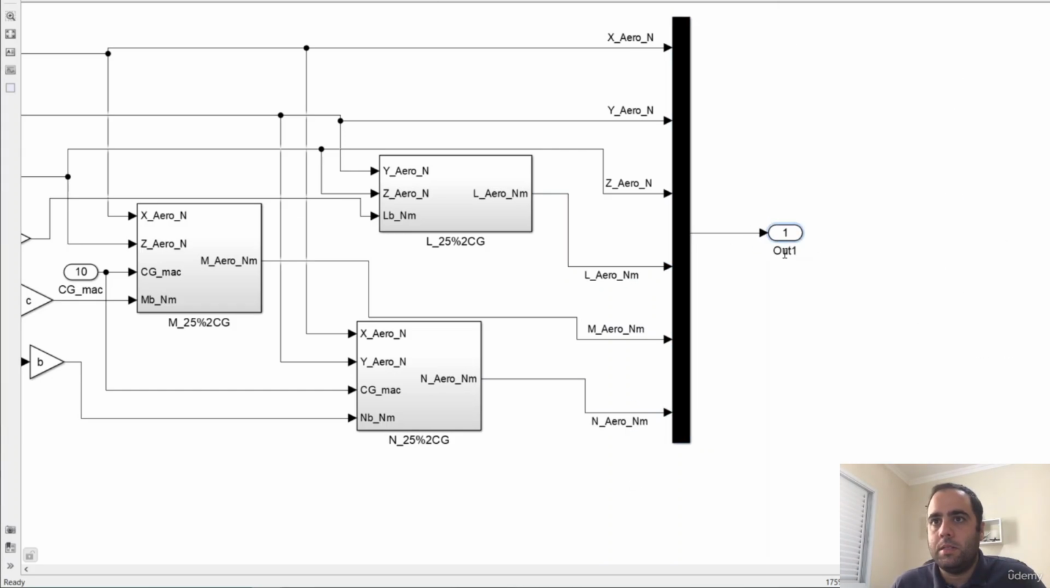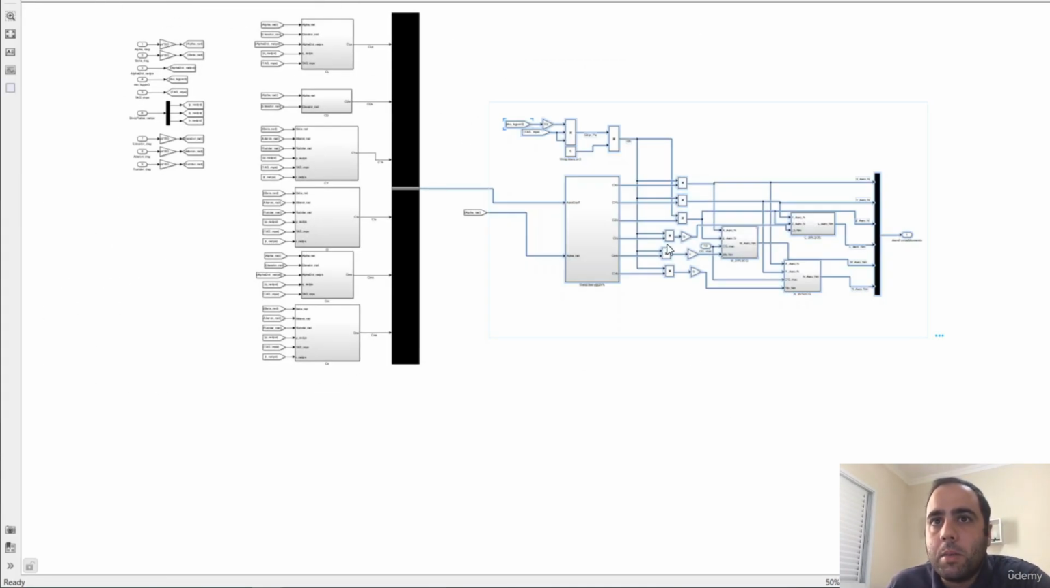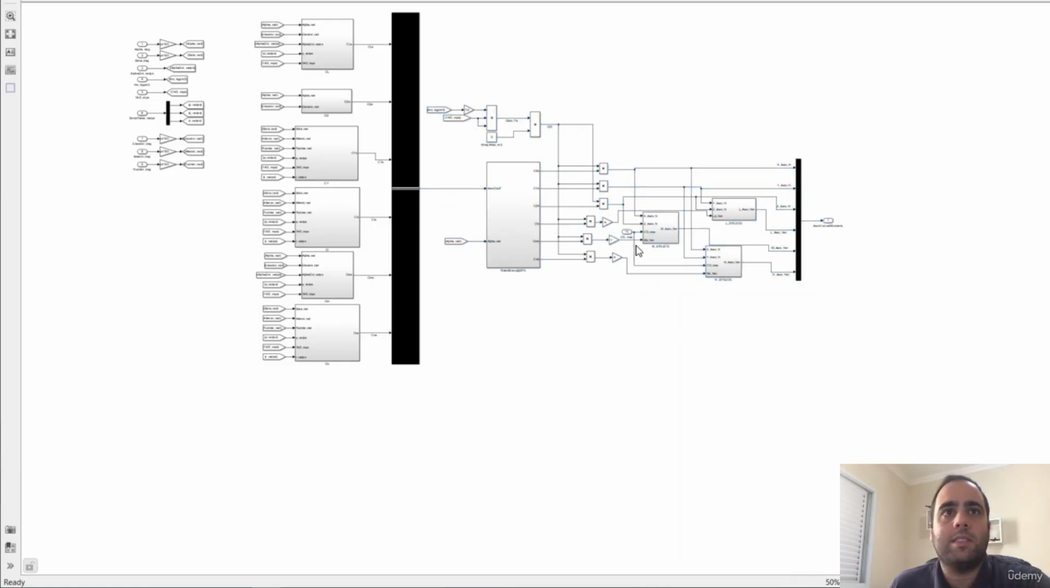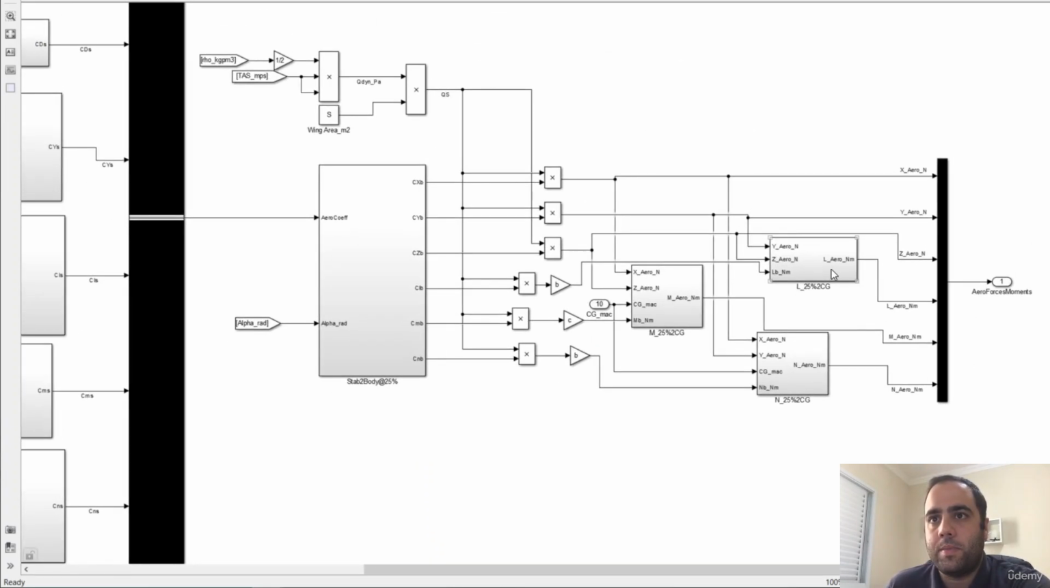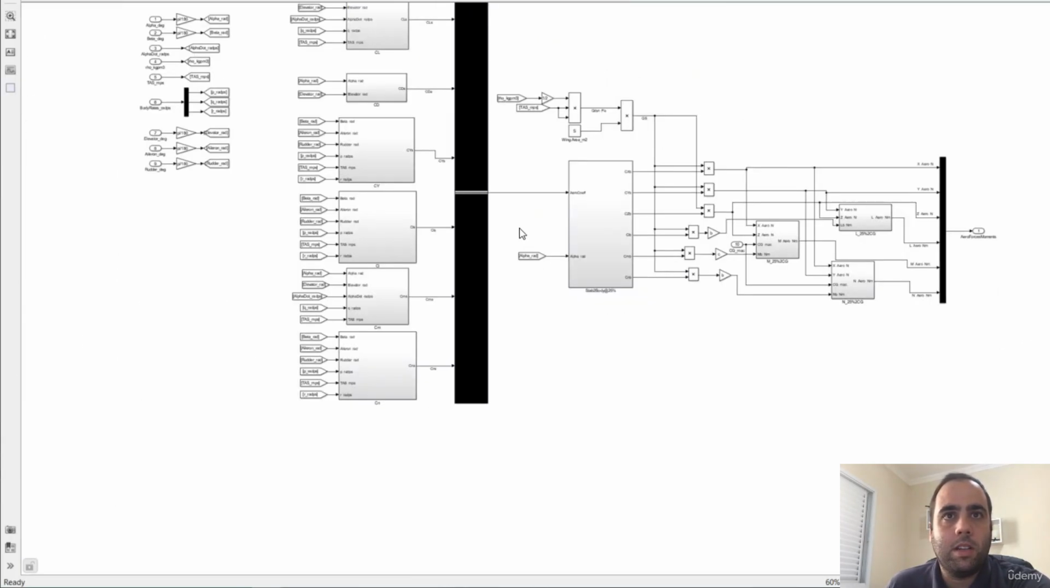Let's put an output here, which we'll call aero forces moments. This is our final aerodynamic block here. The very complicated one with a lot of conversions. And I recommend you check every step here and see if your results are comparable to mine. And hopefully when we connect everything in our final model, everything works out. So thank you for watching. See you in the next lesson.